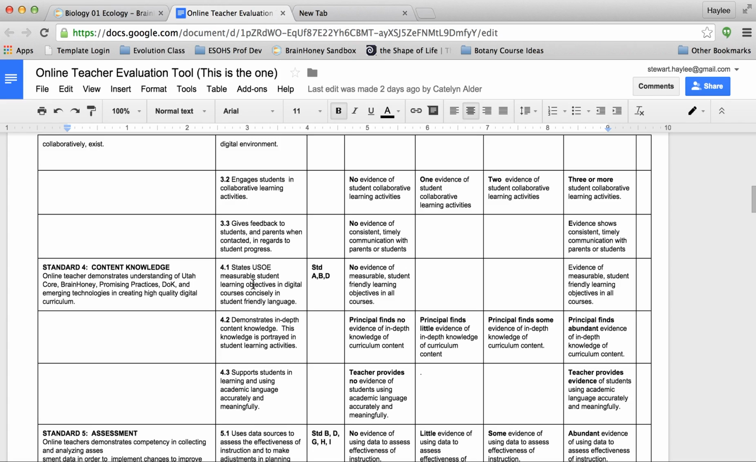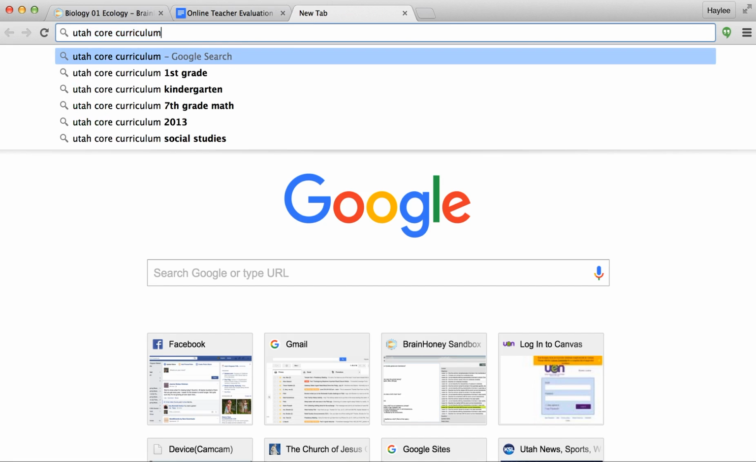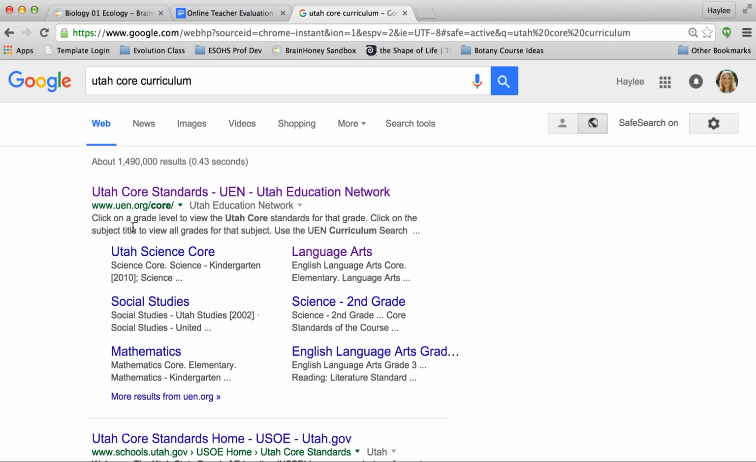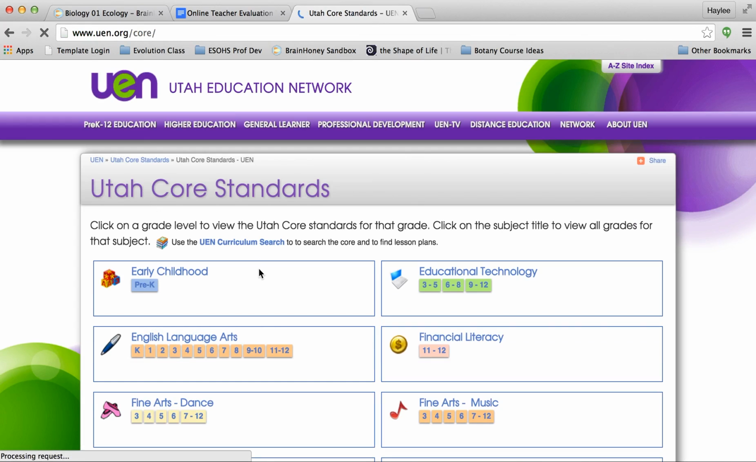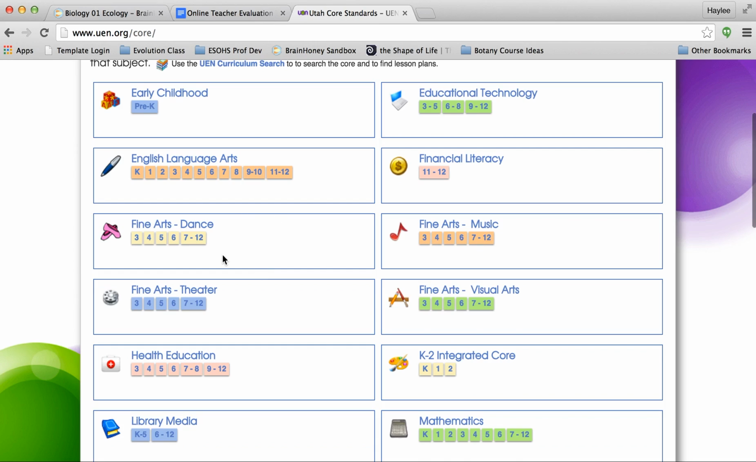So before I even talk about that one, I want to talk about how you find the USOE student learning objectives. If you open up a browser window and type in Utah Core Curriculum, your first suggestion will be from UEN. You can click right on that, and it has all the subjects listed, and you can click on any of these and find what your state core curriculum is.